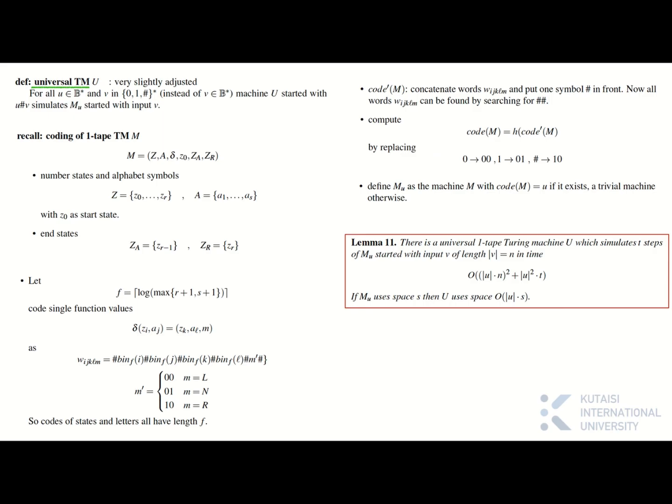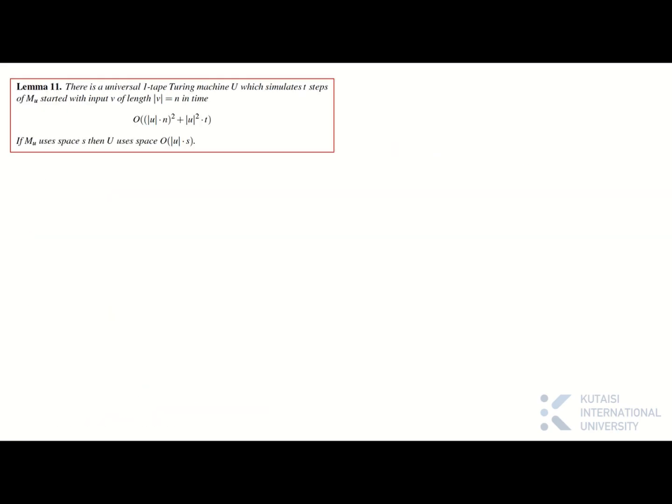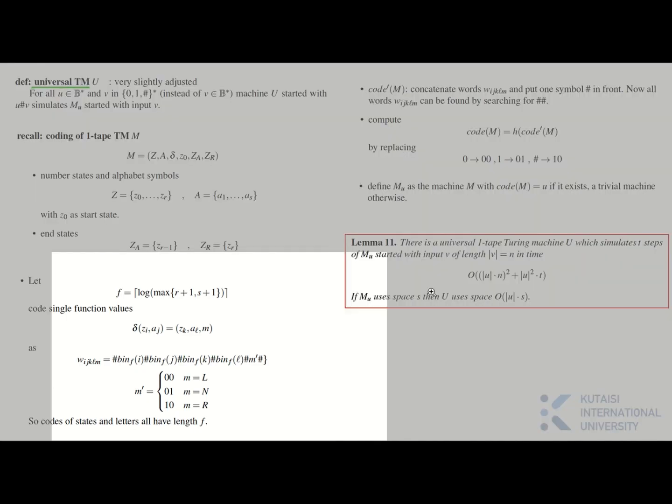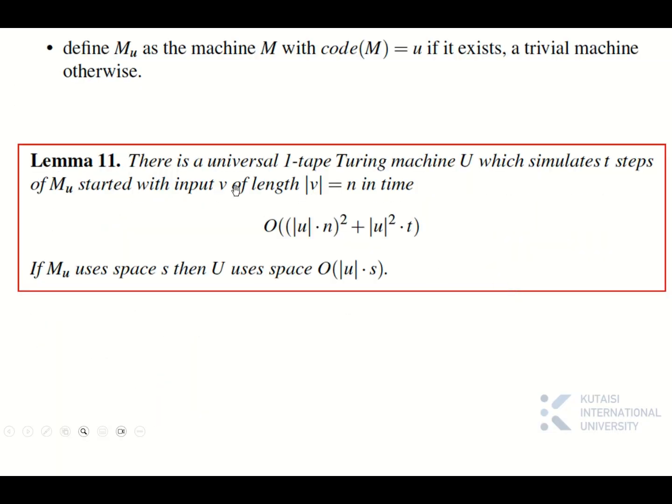And we already proved such a thing. Oh, we have not proved this. We have to prove it now. We prove something like that: there's a universal one-tape Turing machine U, which simulates t steps of M_U started with input v of length |v| = n in time O(|u| times n squared plus |u| squared times t). So if M_U uses space s, then U uses space O(|u| times s).